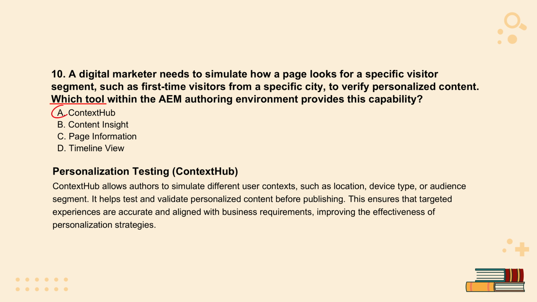That's incredibly powerful. And obviously, Content Insight, option B, is for analytics after the fact. Timeline View is for version history. So Context Hub is the only active simulator.